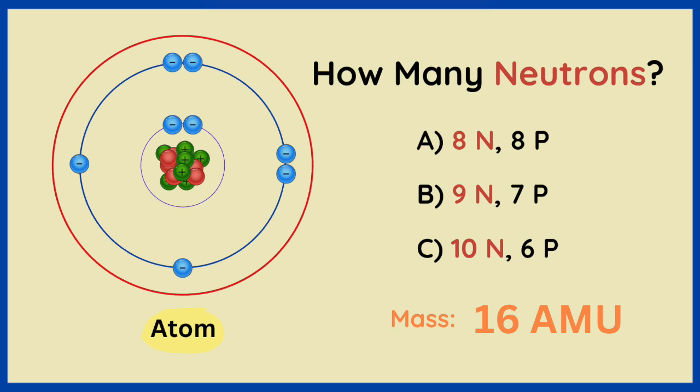However, for each of these answer scenarios, 16 AMUs is the result, because 8 plus 8 is 16, 9 plus 7 is 16, and 10 plus 6 is 16. So we're at a deadlock here, as they all seem like equally valid options. However, there is a crucial piece of information that we've ignored this entire time, and it is the key to discovering the correct answer. Very simply, it's the fact that our element is specifically an atom. But what is an atom, and how can we use this information to figure this out?